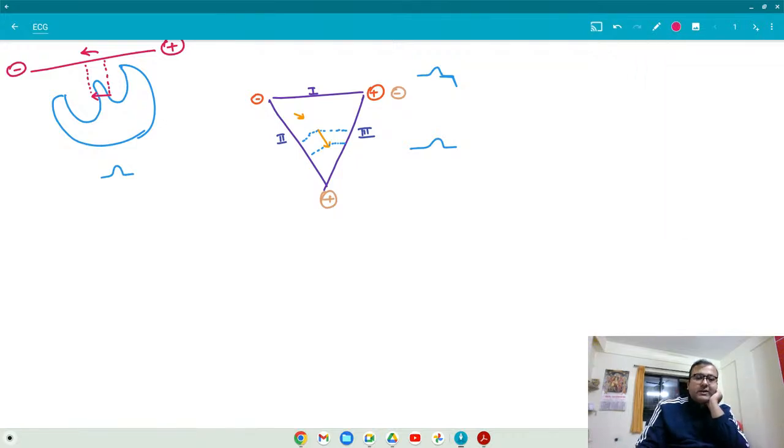So what is the plane for lead 2? What was the axis for lead 2? How was lead 2? Like this or like this? Lead 2 is, see, it is on the screen. Lead 2 is going like this. On the screen it is written.